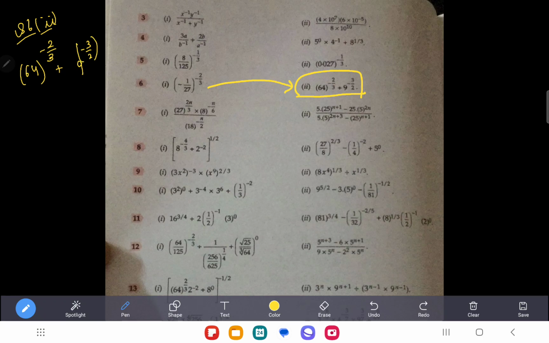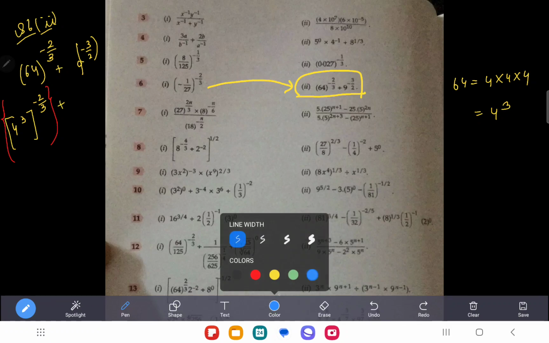So 64, just focus on 64. Can I say 64 is 4 times 4 times 4? So that is 4 cube. So I can say 4 cube raised to the power -2/3. So I am solving this red bracket individually, and plus the blue bracket.